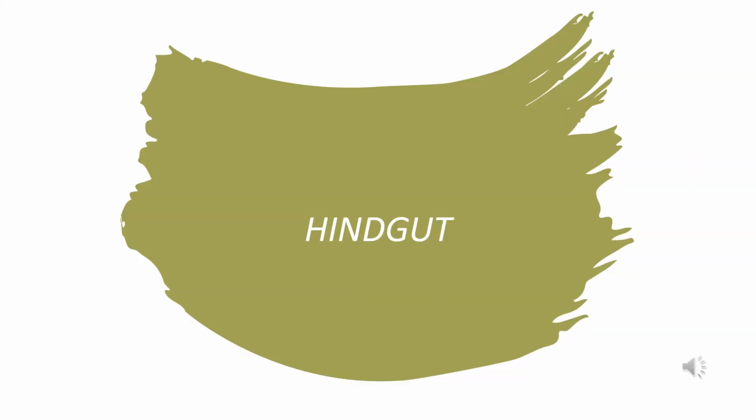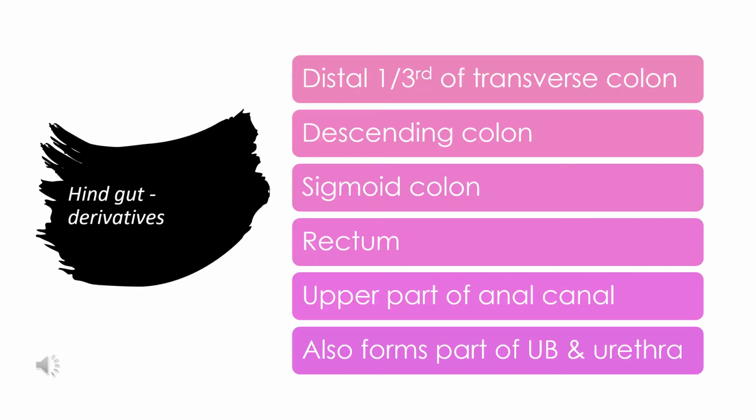Now we will study the development of the hindgut in detail. The hindgut gives rise to the distal 1/3 of the transverse colon, the descending colon, the sigmoid colon, rectum, and the upper part of the anal canal.